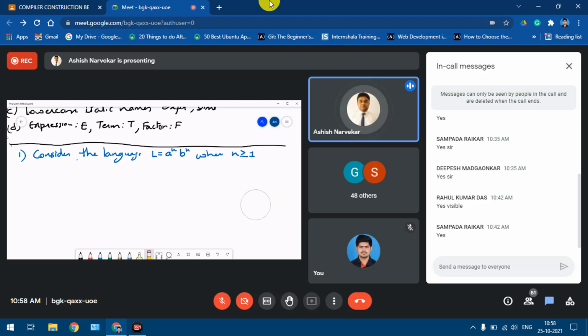Okay, so we are given this particular language. If this language is given to us, what we first of all need to do is write the CFG for this. So when we need to write the CFG for this, we need to write the grammar for this.